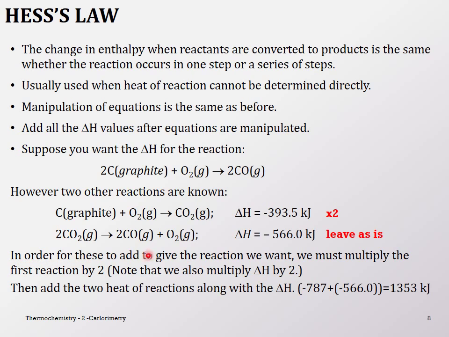And then in order to get our final delta H, what you will have to do is add the two heats of reaction that we just figured out. So minus 393 times 2 gives you 787. And then this one we are not changing. So by the time you add these two numbers together, you should have 1353 kilojoules for this particular reaction that you were looking for. Again, if we had been given any other reaction, then we may have had to manipulate that also in order to find the delta H for our given reaction. So this is basically Hess's law.